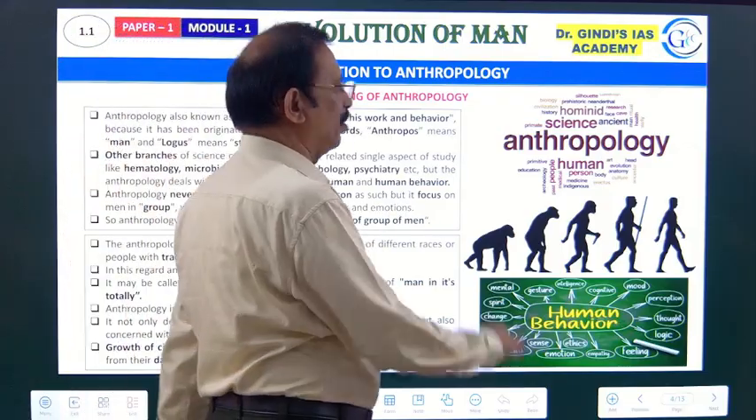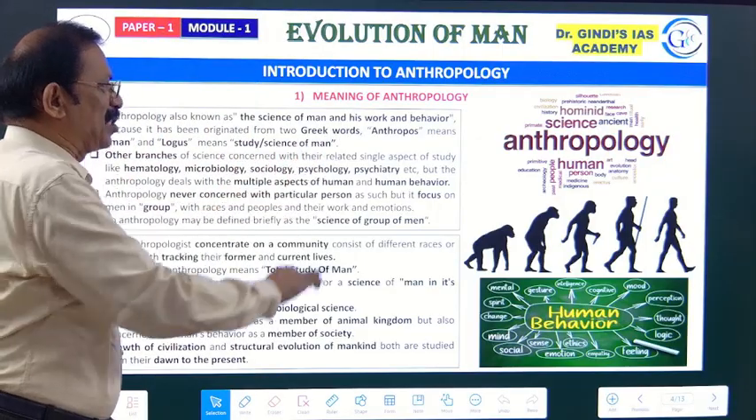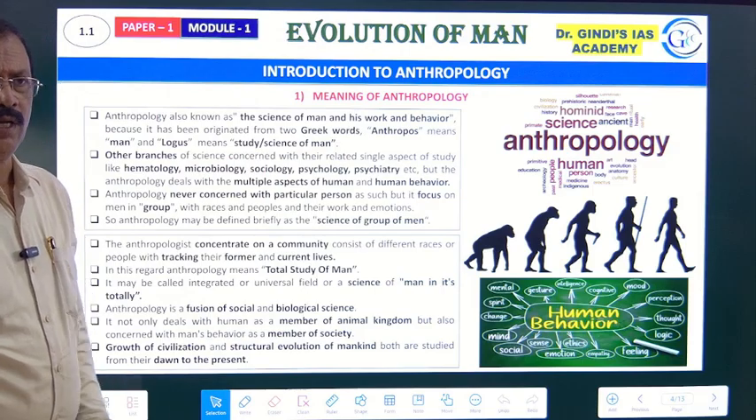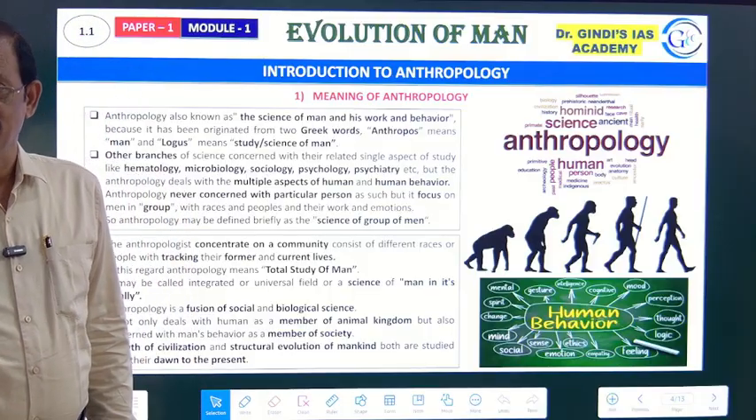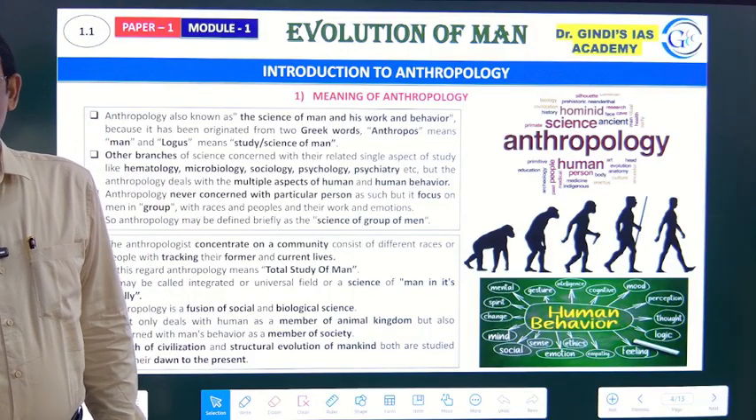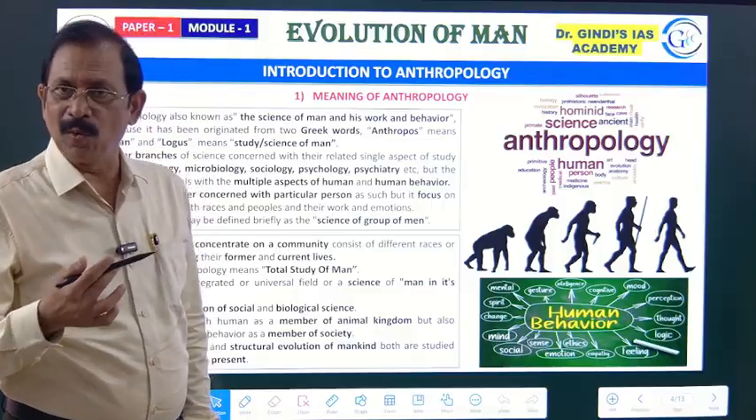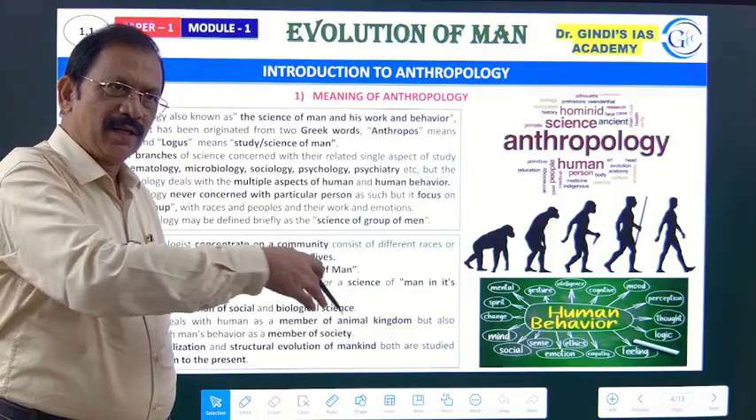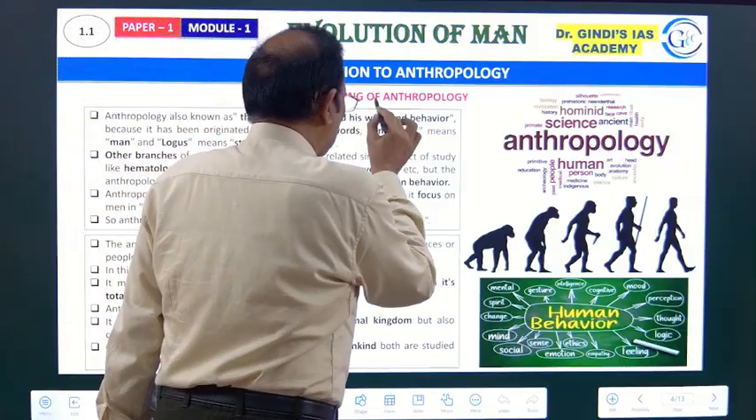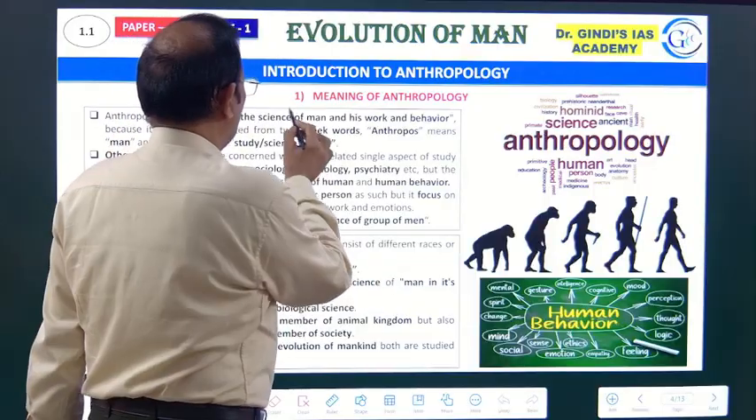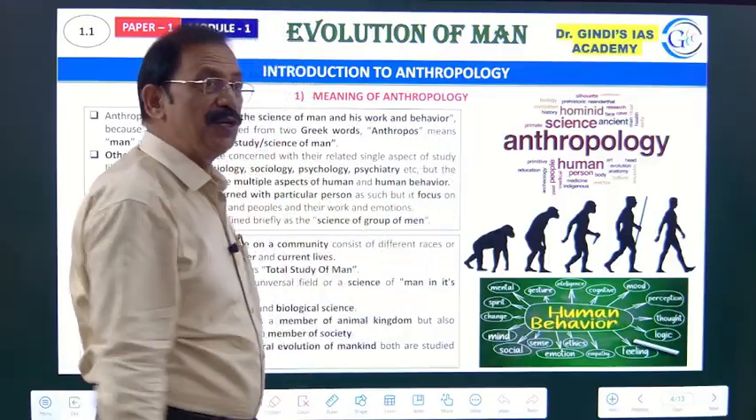What is the meaning of anthropology? Anthropology is known as the science of man and his work and behavior. Already we have discussed, anthropology means science. Science means, you know very well the definition, systematized knowledge. Systematized knowledge of man and his work. So what is the work? Previously done, what we are doing at present, and what is going to be done. So past, present and future. So science of man in the past, present and future, and his behavior also.